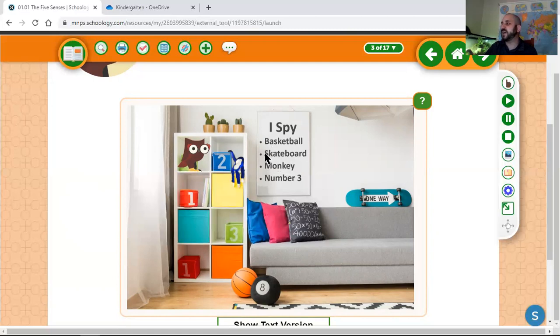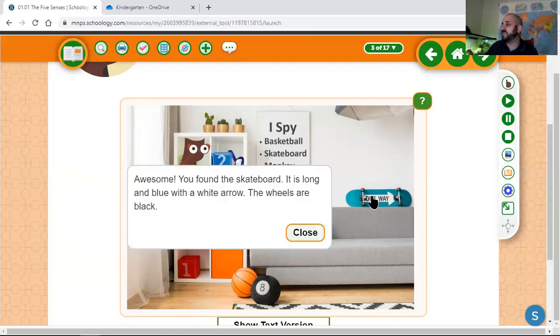The next thing I need to find is a skateboard. Oh, that's right. It's up here on the couch. Awesome. You found the skateboard. It is long and blue with a white arrow. The wheels are black. So once again, when I'm talking about my sense of sight and I'm looking at stuff, I can describe or talk about its color being blue.